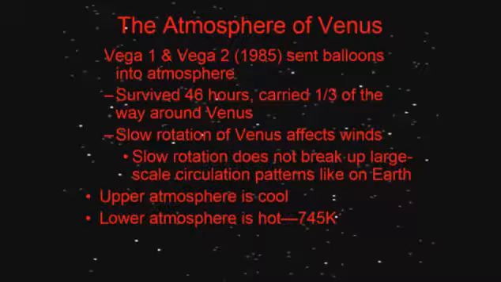On Earth we have a big influence of the rotation of the planet on the atmospheric energy budget and the way that the air is circulated. That doesn't happen on Venus, so you end up with really high winds. We also found out that the upper atmosphere is relatively cool and the lower atmosphere is relatively hot, 745 Kelvin, though not as hot as the surface.